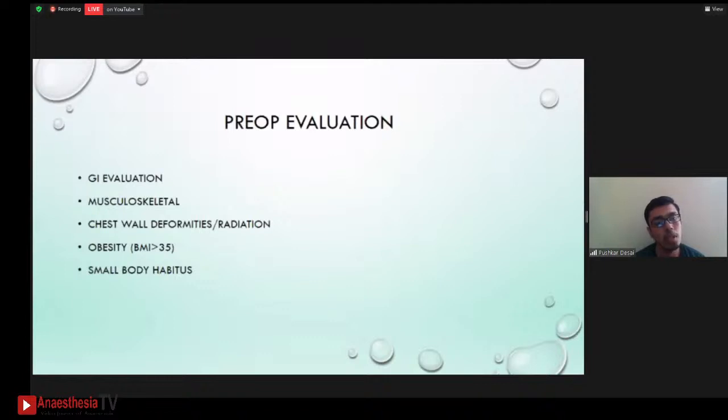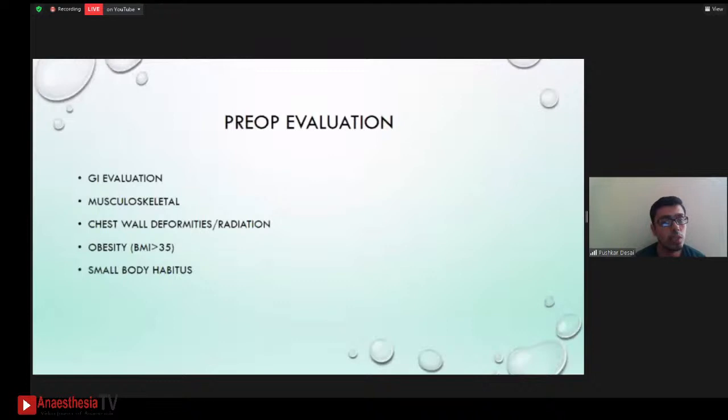Coming on to the musculoskeletal system, because these patients are positioned supine with some right lateral tilt with the hemithorax elevated, and usually the arms are tucked tightly by the side of the patient, it usually develops some traction over the brachial plexus. So these patients in the preoperative period should be evaluated for any musculoskeletal deformities.